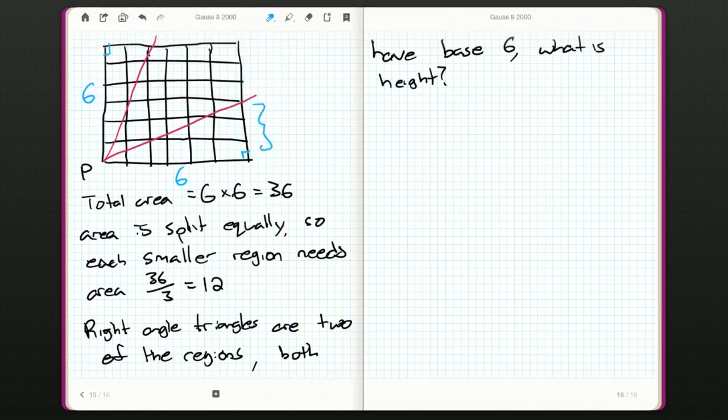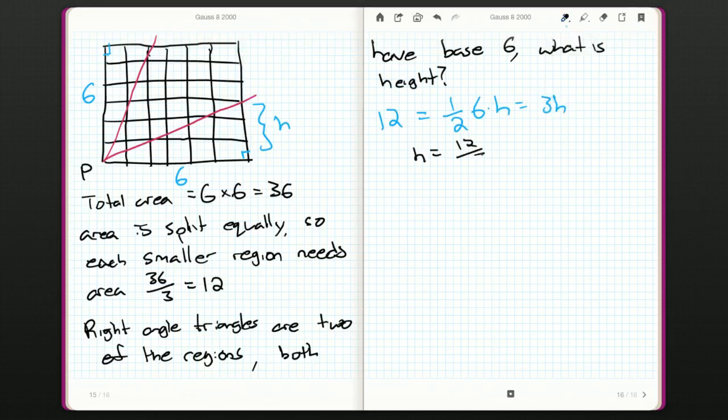So we want to make a triangle over here that has area of 12, and we want a height. So we know 12 is the area, 1/2 base times height. So that's 3h. And that means h is going to be 12 divided by 3. It's going to be a height of 4. So this should be 4, and likewise we should get 4 over here.